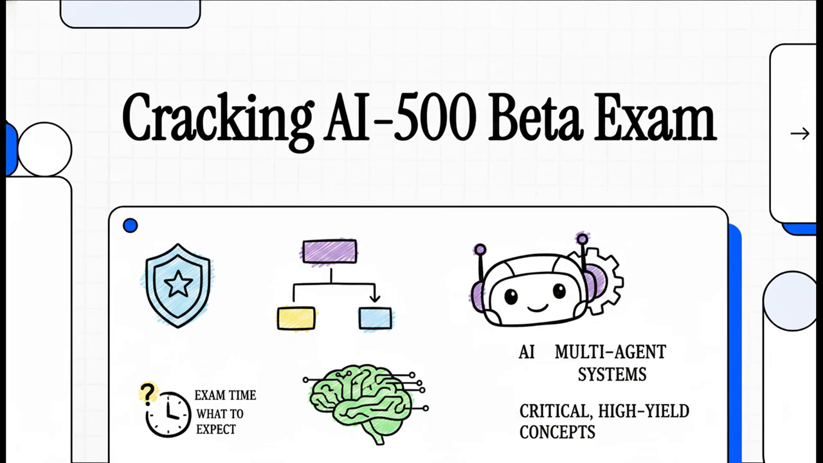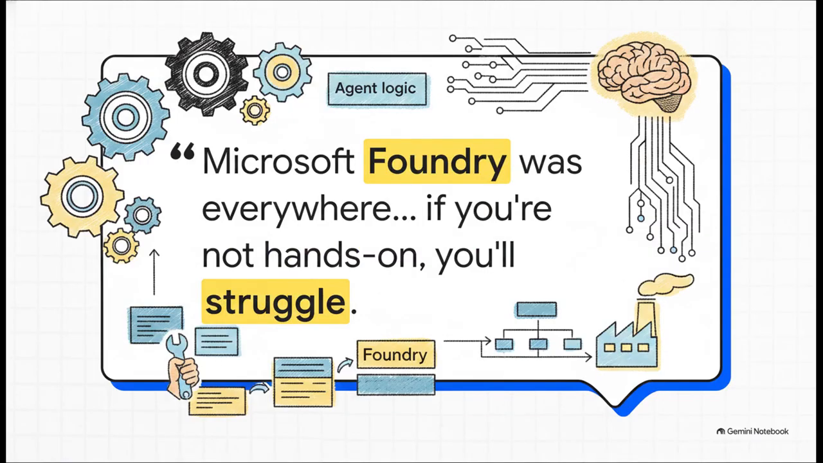Welcome to this explainer, where we are going to completely demystify the Microsoft AI 500 beta exam and hand you a tactical playbook to actually pass it. If you're aiming to earn that Microsoft Certified Multi-Agent AI Solutions Expert credential, well, you're in exactly the right place. We're going to break down the most critical, high-yield concepts so you know exactly what's coming when you sit down for the test. But first, let's start with a massive jolt of reality straight from the testing trenches.